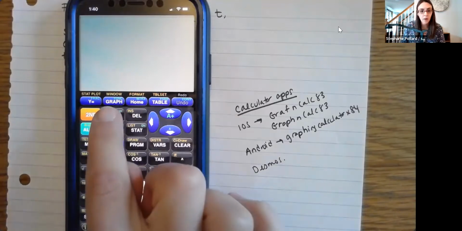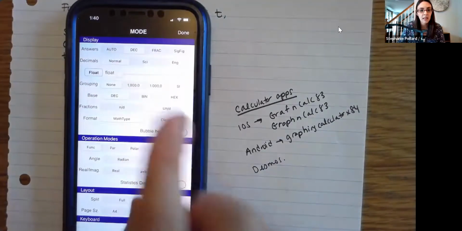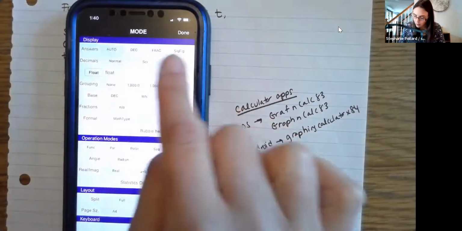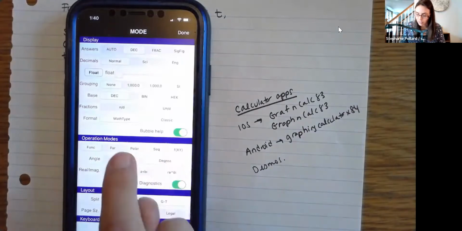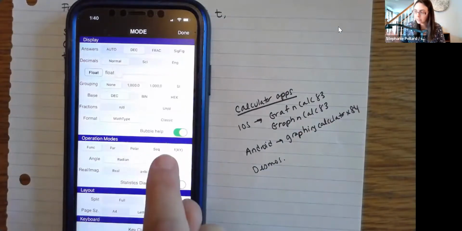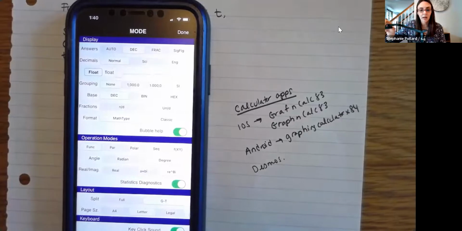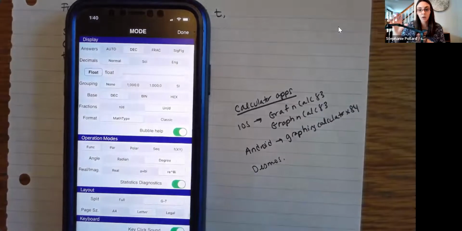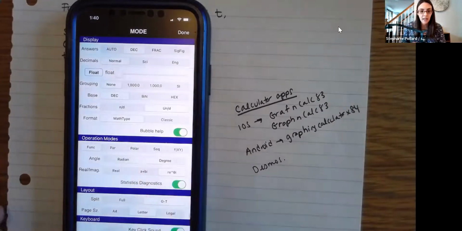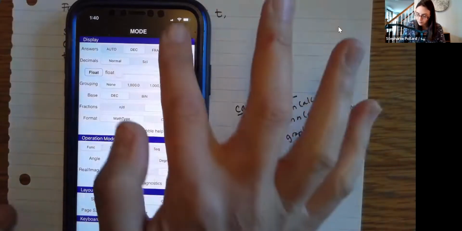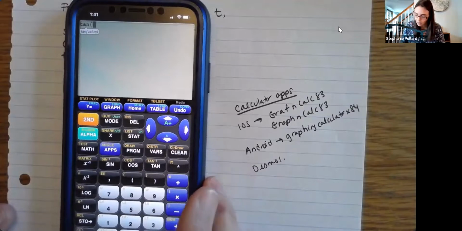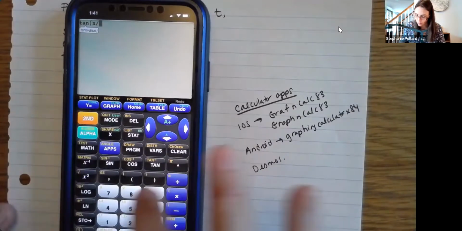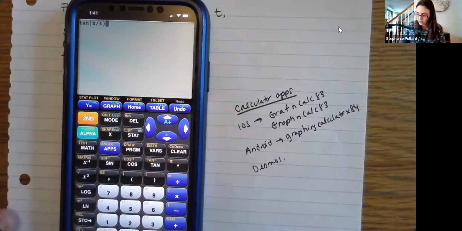You do want to make sure that you're in the right mode. So if I go to mode up here, oh, down here, you can choose how you want your angles. Are your angles going to be in radians? Are your angles going to be in degrees? You need to make sure that your calculator is in the correct mode or it won't give you the right answer. So let's say I put it in radians. I can go ahead and find the tangent of pi over 4 and just hit enter, and it will give me that value of 1.